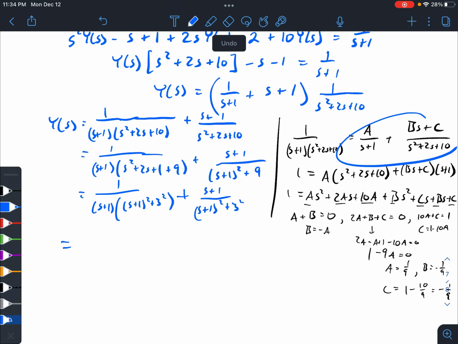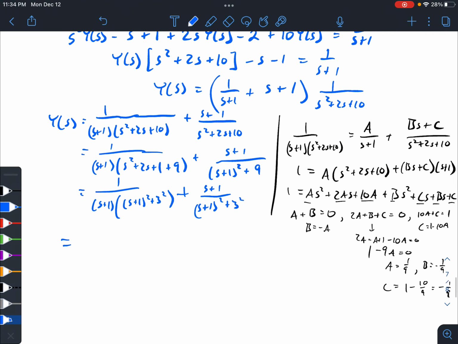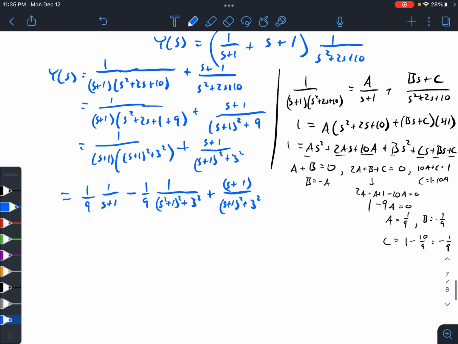So this thing over here splits up like so. So 1/9 times 1 over s plus 1 minus 1/9 times 1 over s squared plus 2s plus 10, which we're going to complete the square for anyway, plus s plus 1 over s plus 1 squared plus 3 squared.